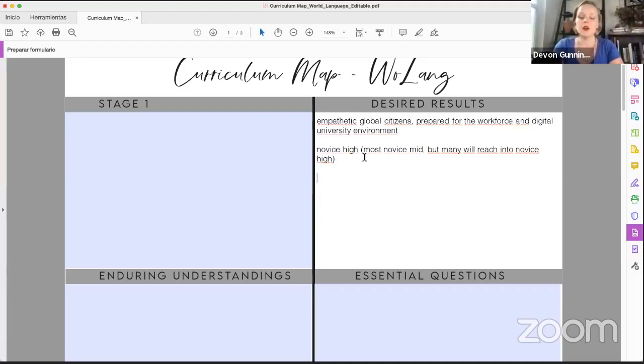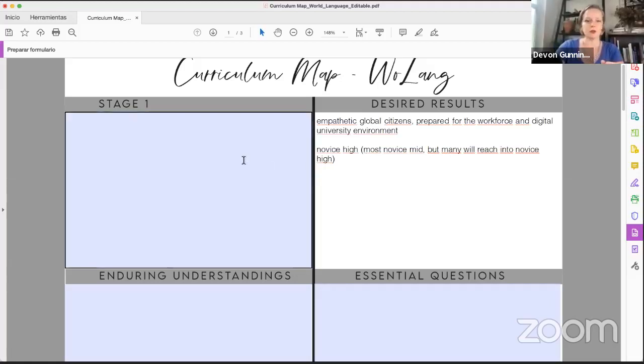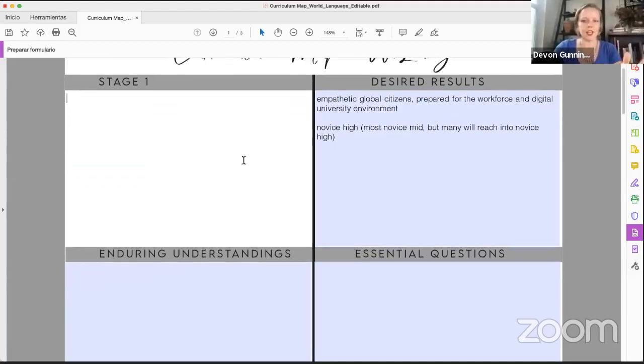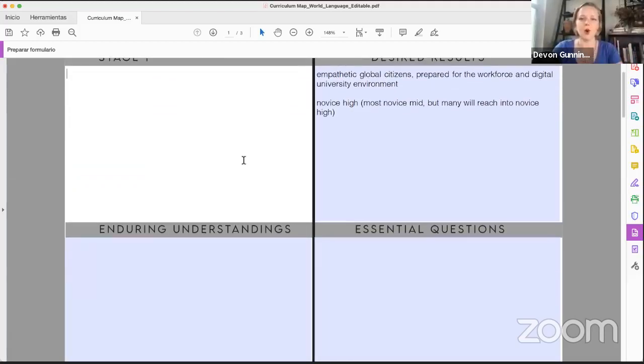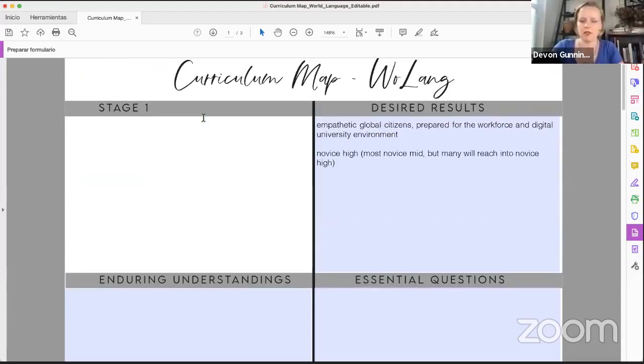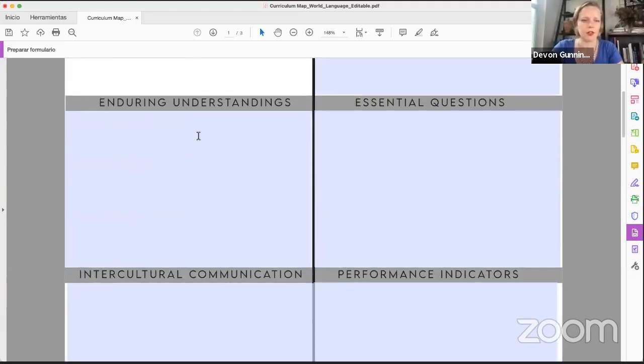Okay, so some other desired results, you fill those in for what you want those to be. Stage 1 is all of this, getting your ideas together for what you want the end of the year to look like for your students. So I've got my mission statement here. I've got my level of where I would like them to be. And this Stage 1, we'll just call this a space where you can write some notes as you are working on your curriculum. The next part is going to be enduring understandings.